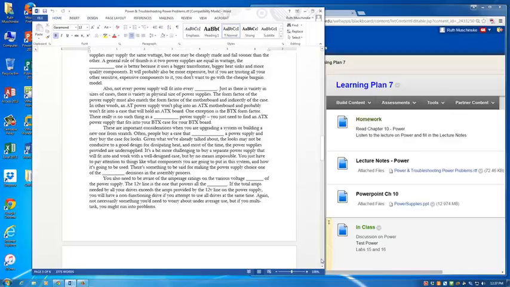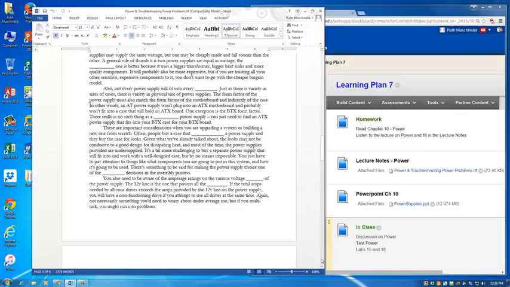You just have to pay attention to things such as what components you're going to put into the system and how it's going to be used. There's something to be said for making the power supply choice one of the last decisions in an assembly process.